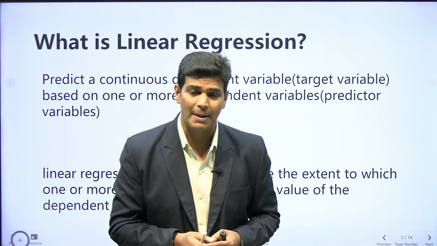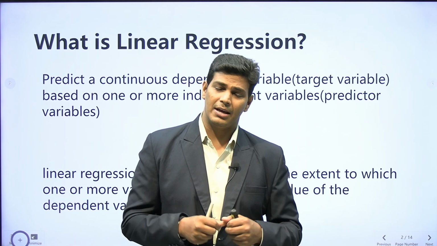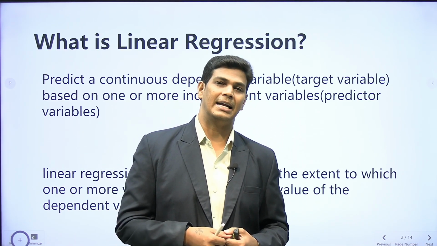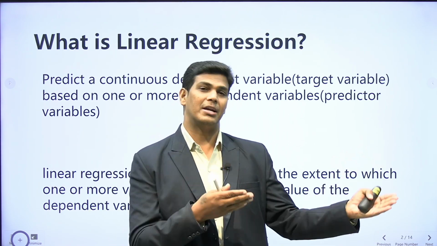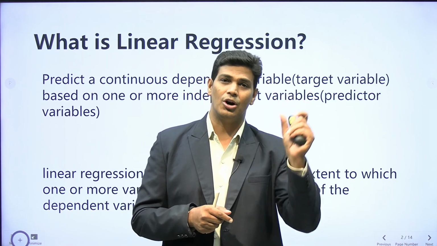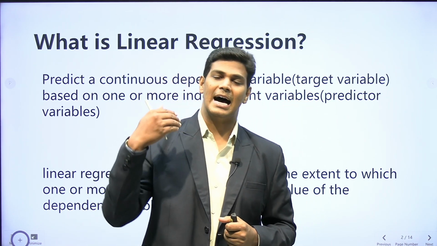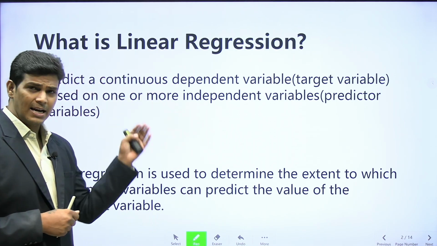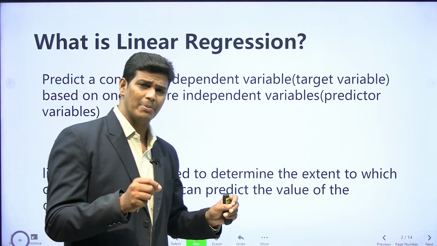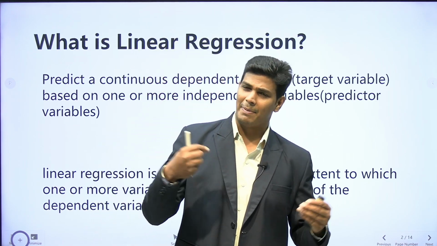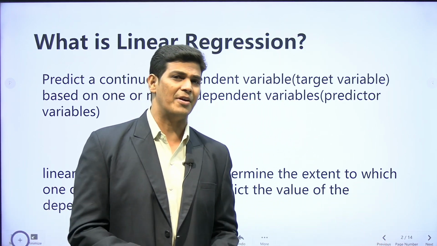Let's take an example. If we have the height of a person, and according to the height you want to predict the weight of the person, then your weight is the dependent variable and height is the independent variable. So this is the basic concept of linear regression. It is very simple, because in linear regression we calculate the value of a dependent variable using some independent variable.